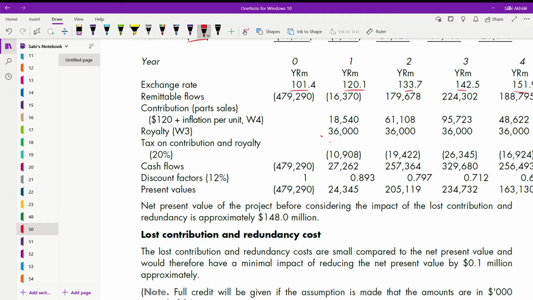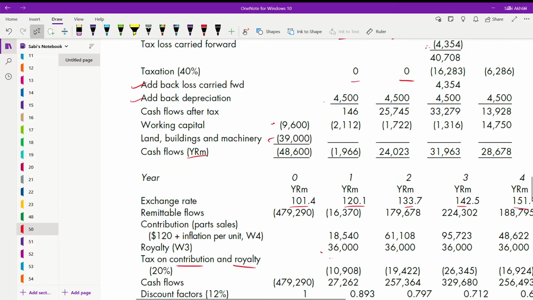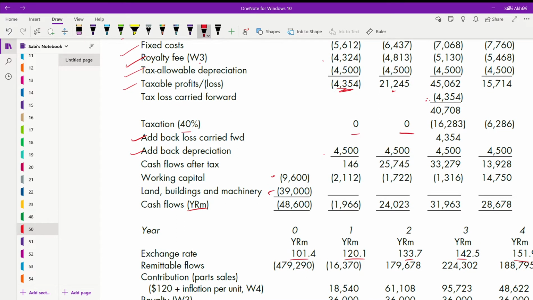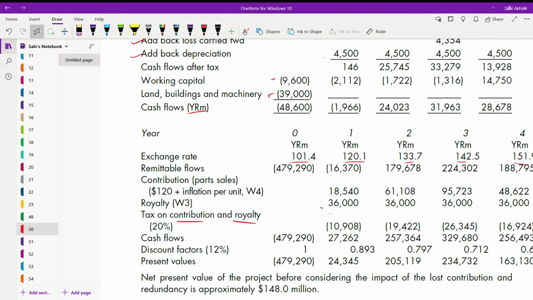Next we have the cash flows. Then don't forget the tax on contribution and royalty. Why? Because already you have paid a higher amount of tax here. 40% tax you have paid here. And here, if you see, it is just 20% tax. So already a higher amount of tax you have paid in the foreign country, and because of the double tax treaty, you don't have to pay any tax here. But on contribution and royalty, it's in your home country, so you have to pay tax. On that, 20% tax you have to pay. And then take the cash flow, find the discount factors given, find the present value. And if you see the net present value, it is this.